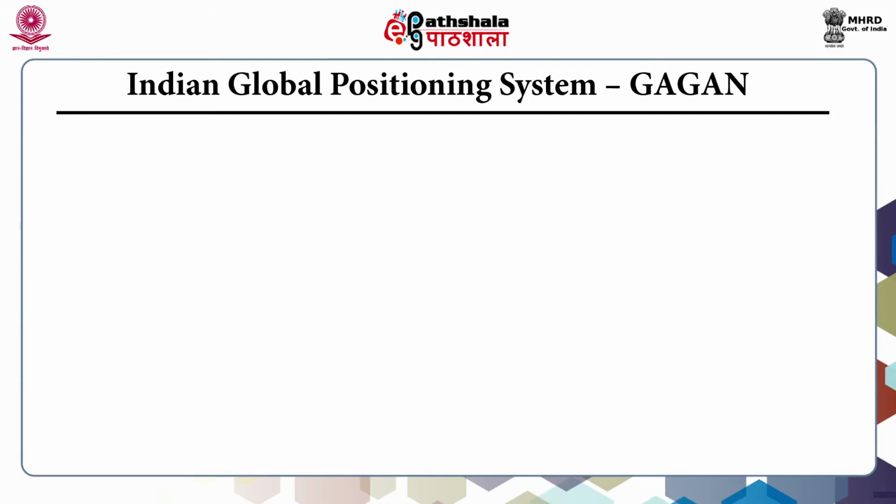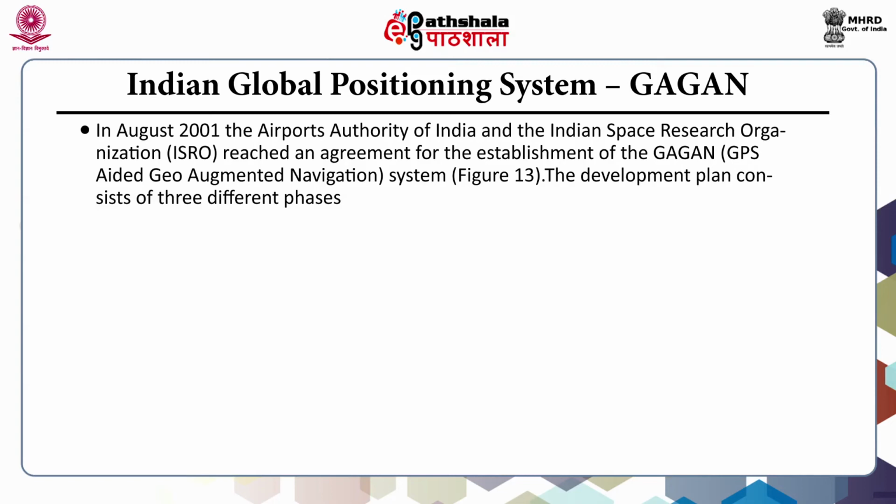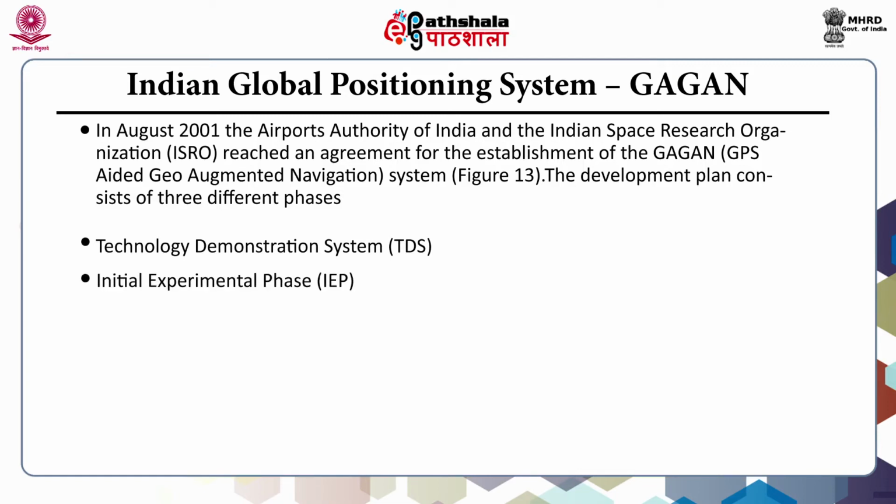Indian Global Positioning System, that is GAGAN. In August 2001, the Airports Authority of India (AAI) and the ISRO (Indian Space Research Organization) reached an agreement for the establishment of GAGAN, that is GPS-aided Geo-Augmented Navigation System, as shown in figure 13. The development plan consists of three different phases: Technology Demonstration System, that is TDS, Initial Experimental Phase, that is IEP, and Final Operational Phase, that is FOP.